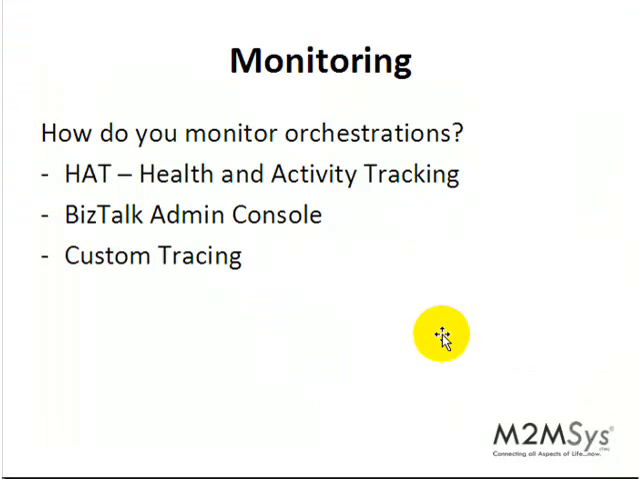Orchestrations are kicked off typically by receiving a file. So for instance, a vendor or a customer sends you a purchase order, and the orchestration would automatically start and process that purchase order. So how do you monitor your orchestrations? There are basically three tools for that. Built into BizTalk are the first tool, HAT, which stands for Health and Activity Tracking, and the BizTalk Admin Console. Further, some customers add an additional, more detailed level, which would be some kind of custom tracing.